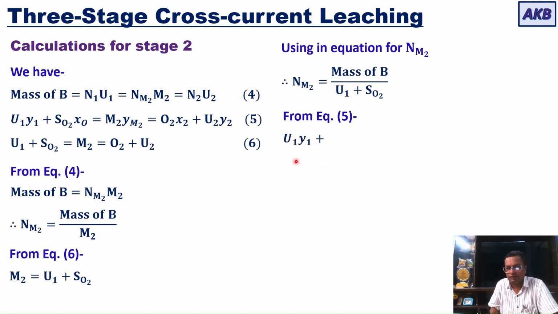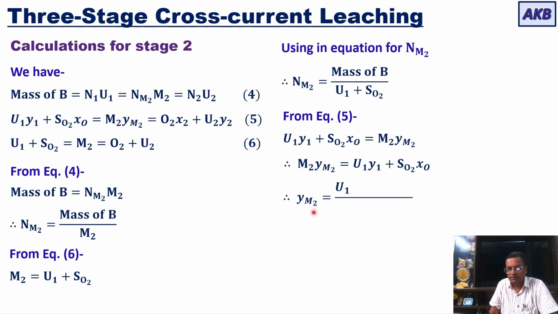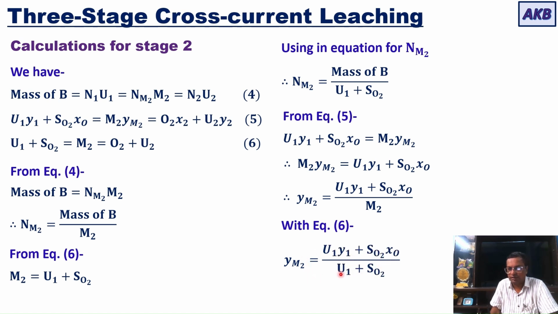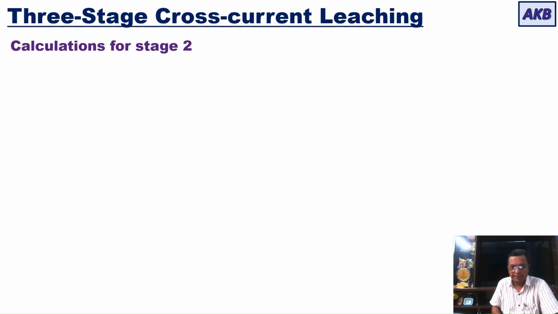Then from equation 5, you have U1 Y1 plus S02 into X0, that is equal to M2 into Ym2. That is Ym2 is equal to U1 into Y1 plus S02 into X0 divided by M2. And for M2, again, I will use equation 6. Therefore, Ym2 will be equal to U1 into Y1 plus S02 into X0 divided by U1 plus S02. Okay, now let us follow those material balance equations that we wrote for stage 2 on the equilibrium diagram. So I will take the equilibrium diagram that we had drawn previously.